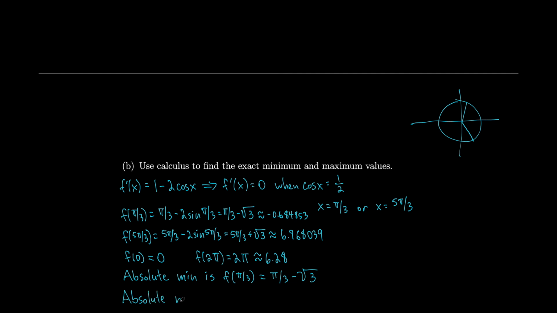Our absolute maximum is f of 5 pi over 3, which is 5 pi over 3 plus rad 3. Notice this is consistent with the graph we got in the calculator. Our minimum and maximum values were not at the endpoints, and they were approximately equal to these values. So the calculator can be really good to check your work after, but notice that it couldn't give you this exact value without a computer algebra system.